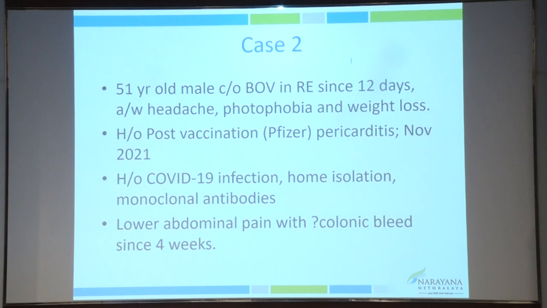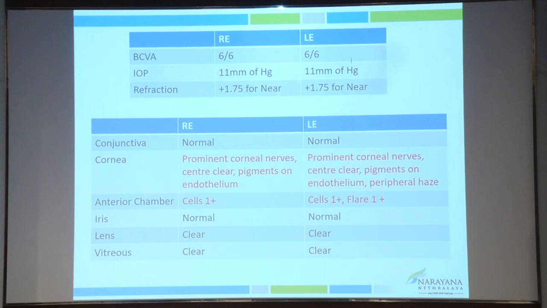The next case is a 51-year-old male who presented with blurring of vision for 12 days. He had headache, photophobia, and significant weight loss. Prior to that, he was hale and healthy. He received the Pfizer vaccine, following which he developed pericarditis in November 2021. He subsequently had COVID infection, home isolation, and was treated with monoclonal antibodies. He had lower abdominal pain with on and off bleeding. Colonoscopy was advised for him.